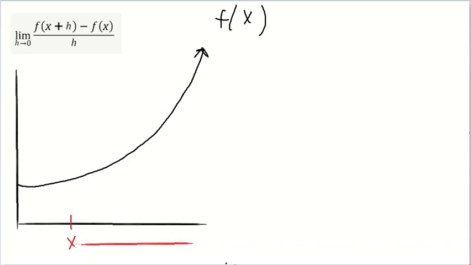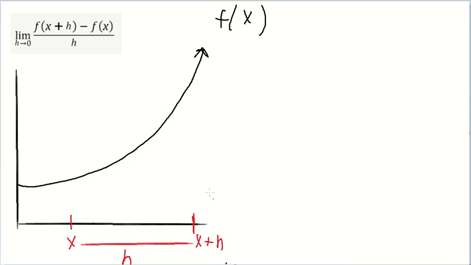And then I'm going to call this horizontal distance right here h. So I'm starting at some x value, and then I'm going a horizontal distance of length h. So if I start at x, and then I go some length h, then I should end up at x plus h. Right? So I started here at x, I increased by some horizontal distance that has length h, so then I should end up at x plus h.